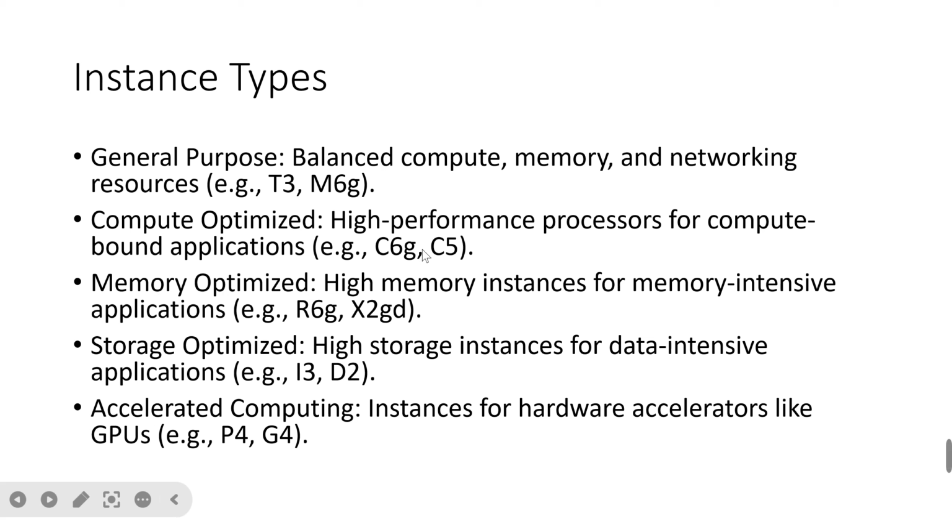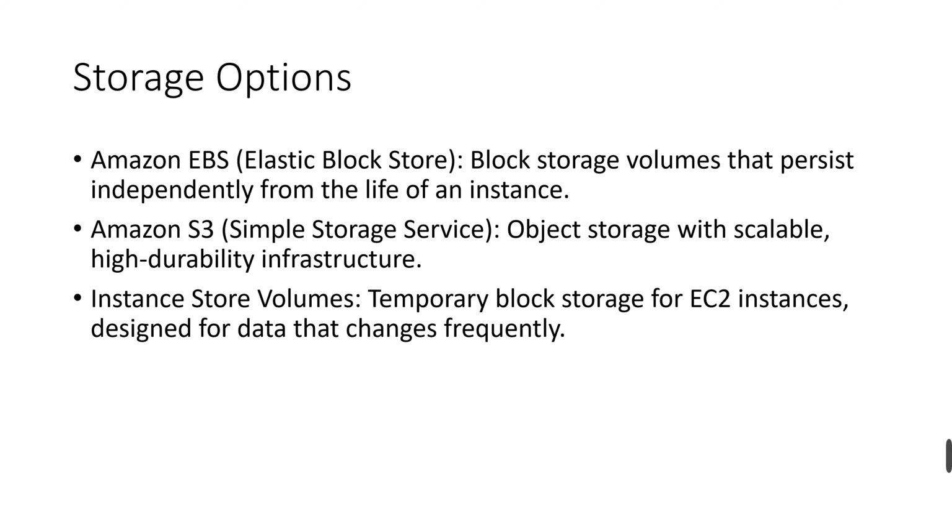So this is the basic definition of it, and some minor details. You can just go through it. Storage optimized: when it comes to storing the data, there is Amazon EBS, Elastic Block Store, which I've explained just now, another storage feature provided by S3, the Simple Storage Service, Amazon S3, and instance storage volume.